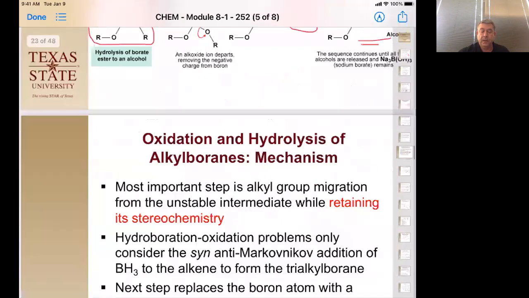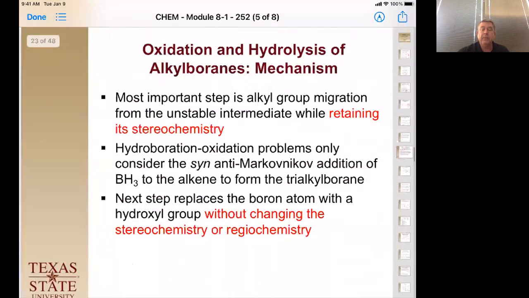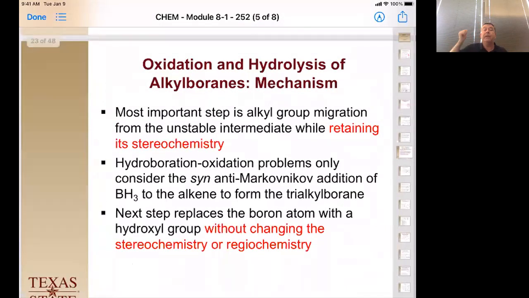Okay, so the most important things to remember are you retain the stereochemistry of that syn addition. Okay, that syn addition is anti-Markovnikov. That boron is on the less substituted alkene. And when we do our oxidation, the alcohol stays on that less substituted and it stays in that syn configuration.